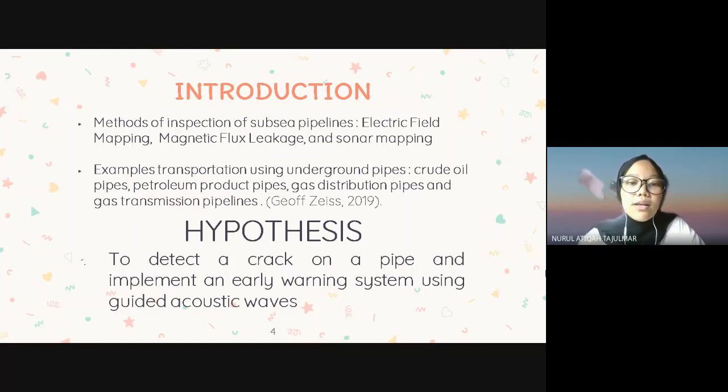And there is also magnetic flux leakage, which is basically the same method as electric field mapping, but instead of using electrodes and electric current, they use a magnetic field. And there is also sonar mapping, which uses sound waves. There are other types of inspection methods that I didn't mention here, which also use robots. Examples of transportation using underground pipes are crude oil pipes, petroleum product pipes, gas distribution pipes, and gas transmission pipelines.